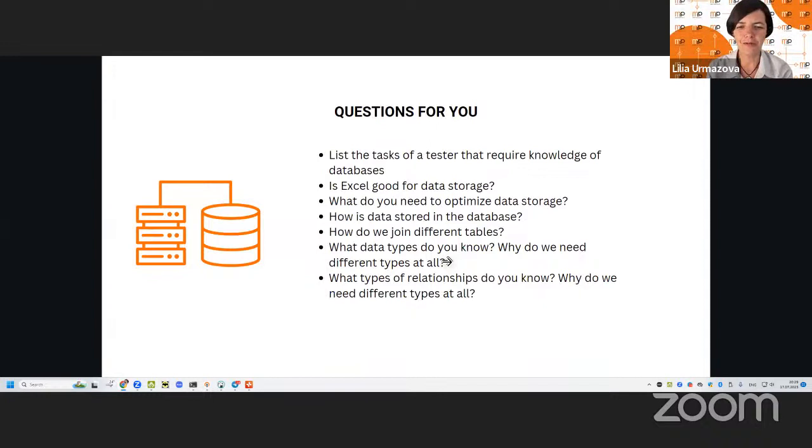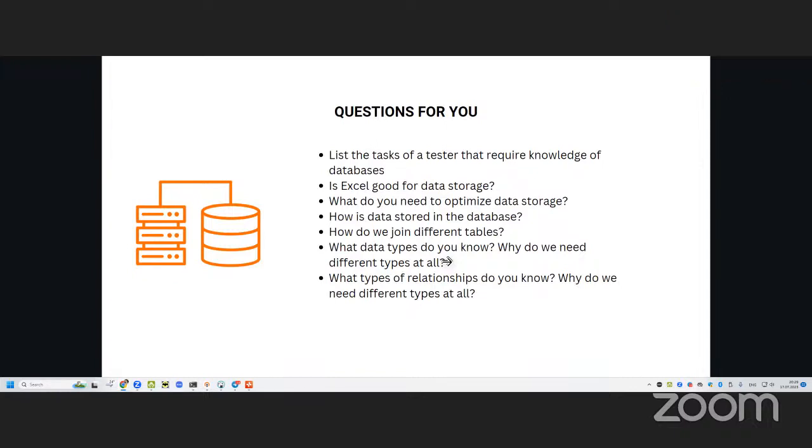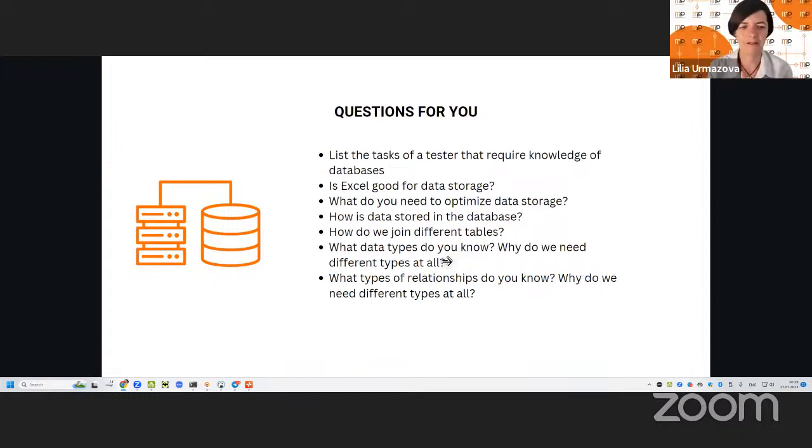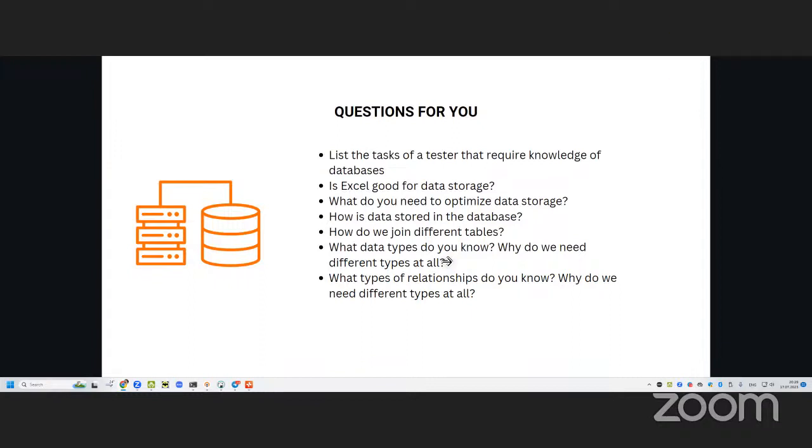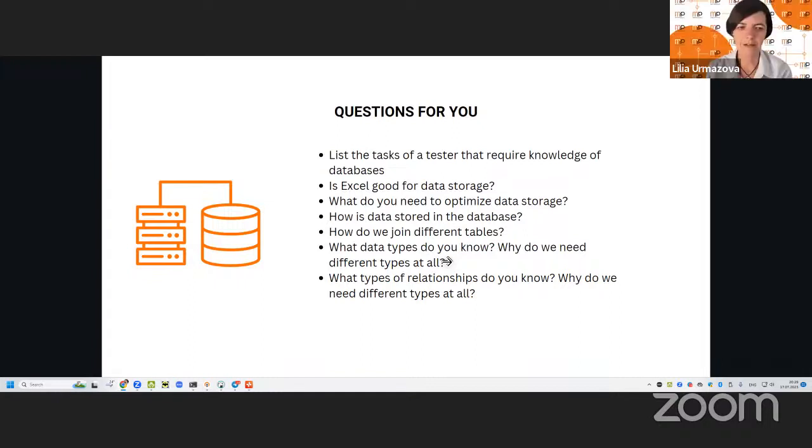How do we join different tables? What types of relations do you know? Is it one-to-one relationship? Yes. One-to-many and many-to-many, of course. Okay. What is the difference between these types? Why do we need different types?